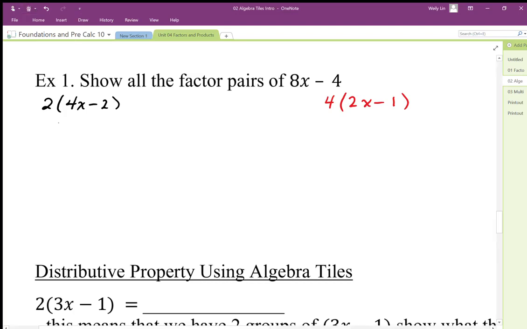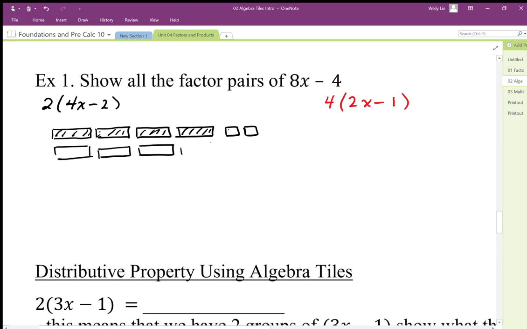I can rearrange this into groups of 2. So I'm going to have 4 x's. Okay, so I'm going to shade these ones in. And I'm going to have 2 groups of 4x minus 2. So that's one group of 4x minus 2, and then I have 2 groups of 4x minus 2. Okay, so along this we have 2. Along here we have the edge length of 4x minus 2.